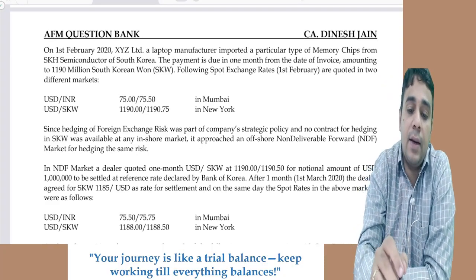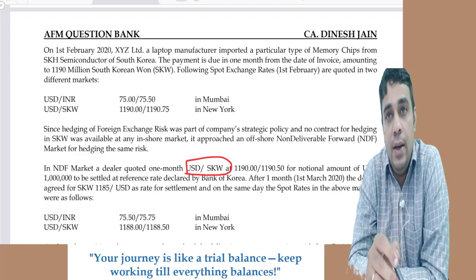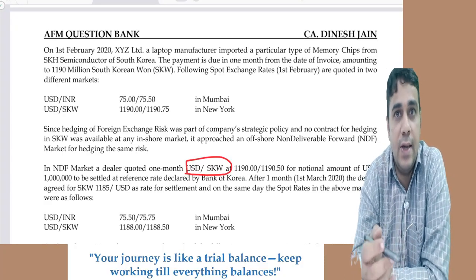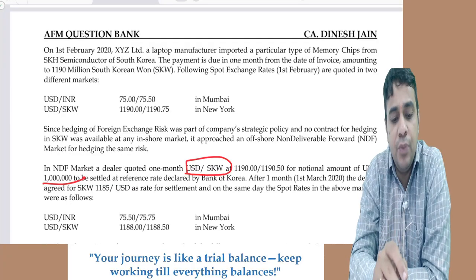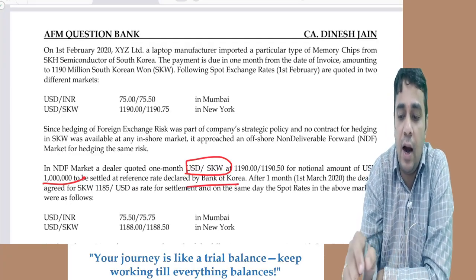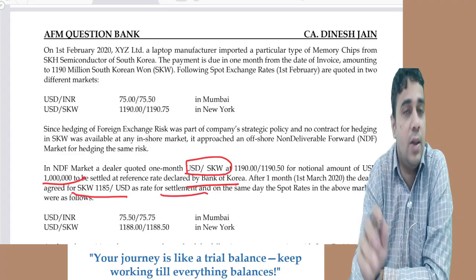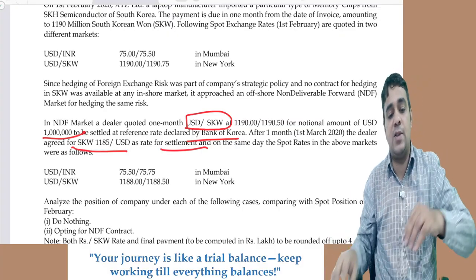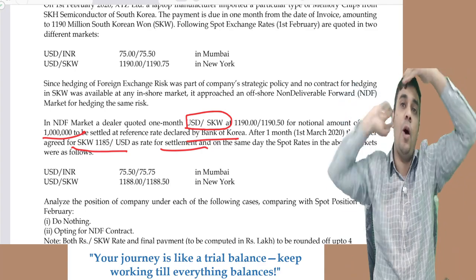In the NDF market, the dealer gave USD/SKW. In fact, I wanted INR and SKW, but I got USD/SKW, for 10 lakh to be settled at a reference rate. After 1 month, the dealer agreed to 1185 as the rate for settlement. All this data is given. Analyze the position of the company, comparing with the spot position, if you do nothing and if you opt for the NDF contract.